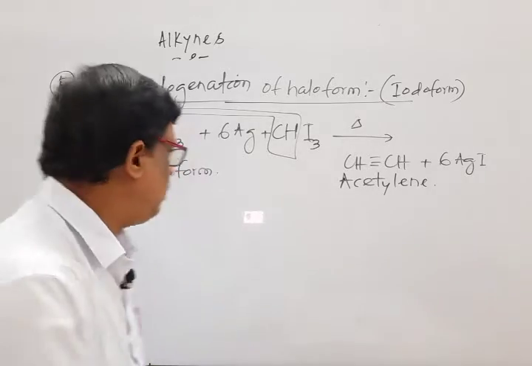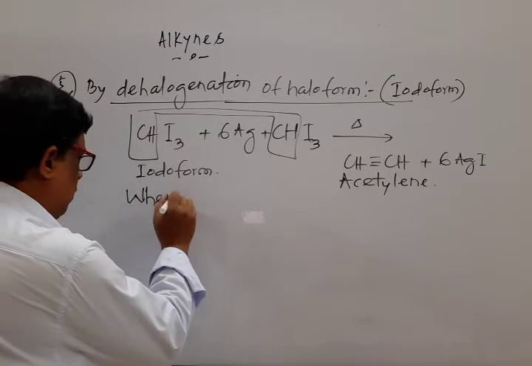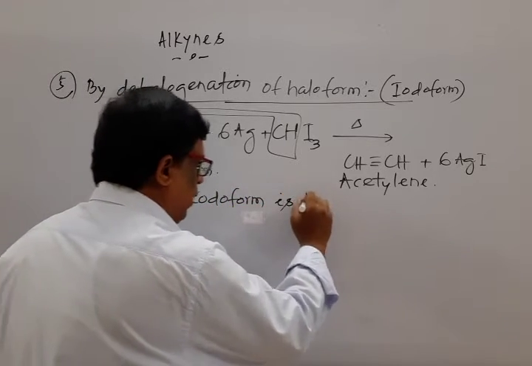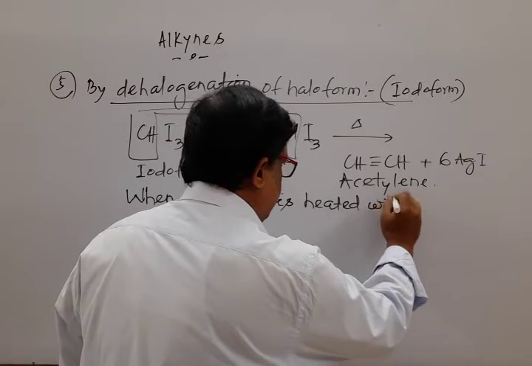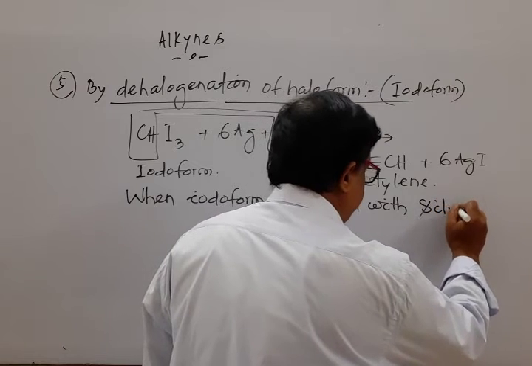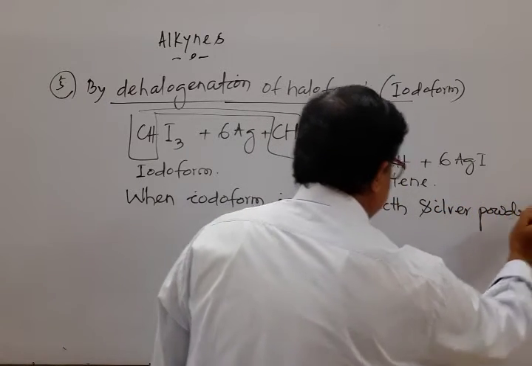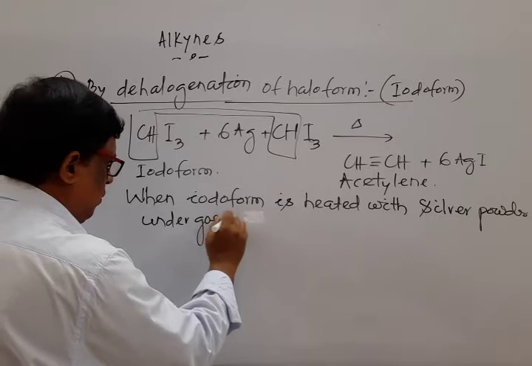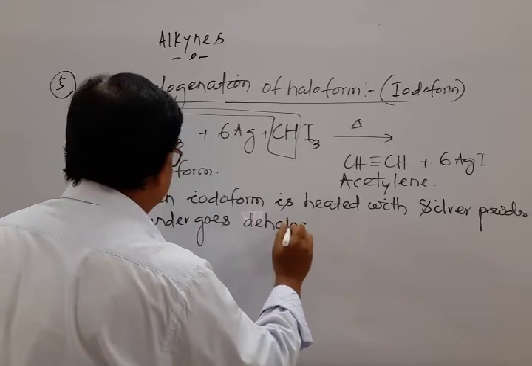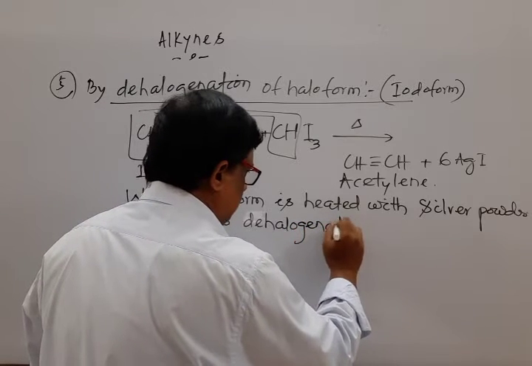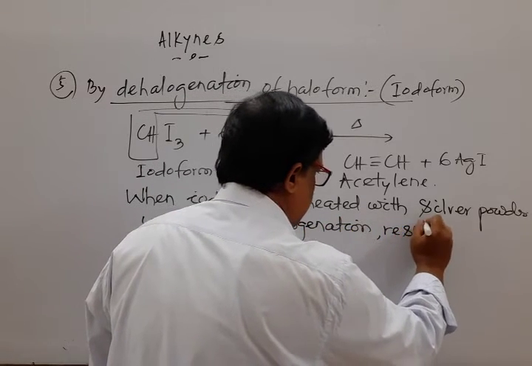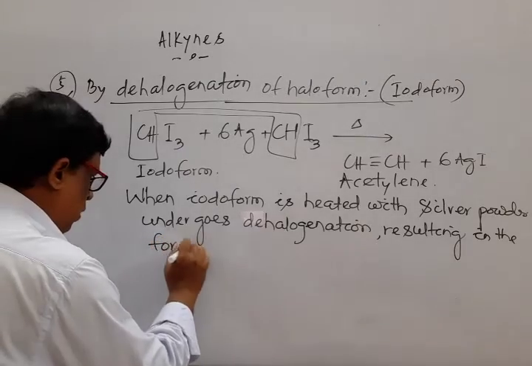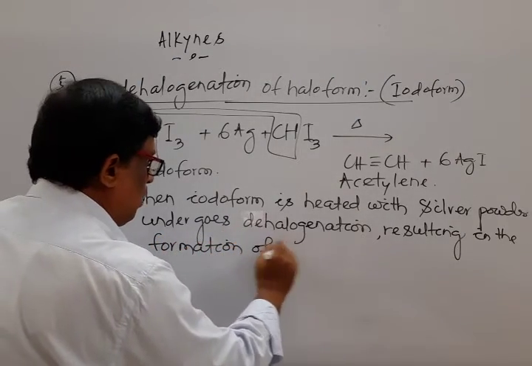Note down the statement. When iodoform is heated with silver powder, it undergoes dehalogenation, resulting in the formation of acetylene.